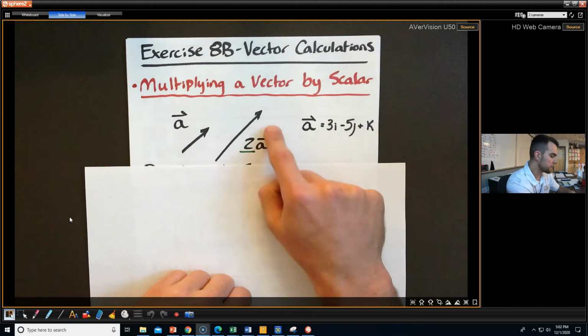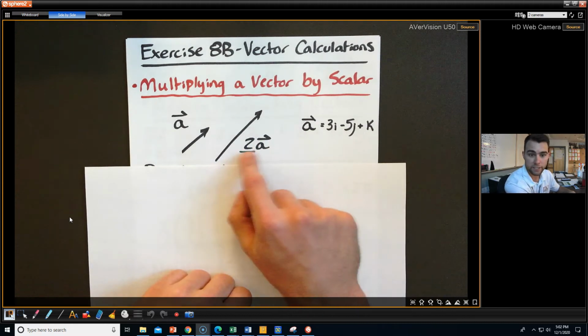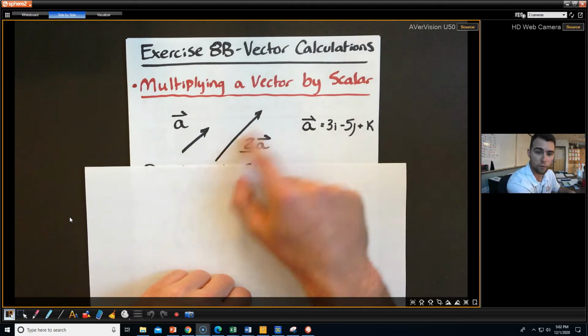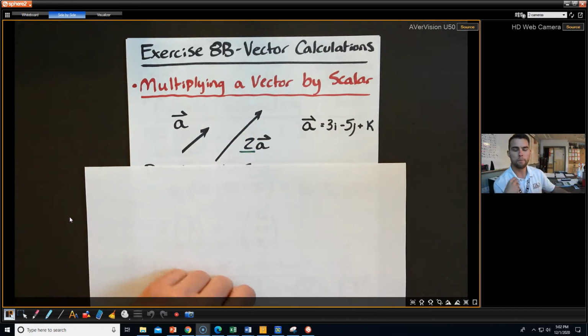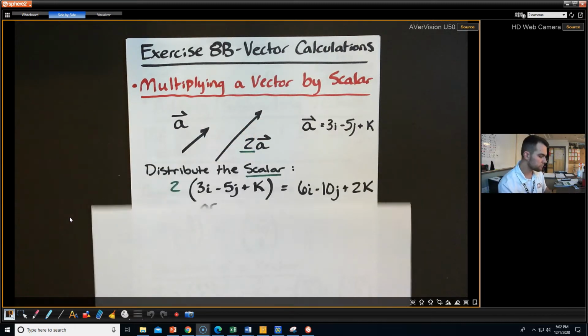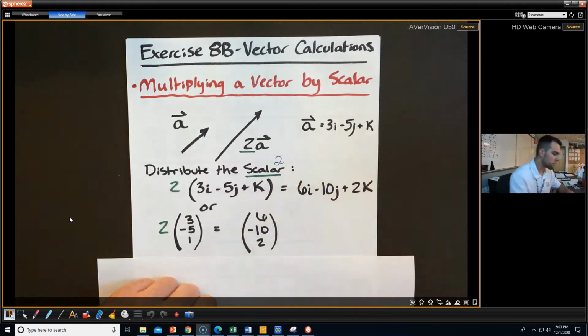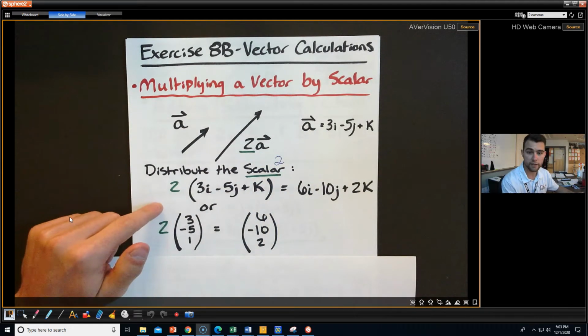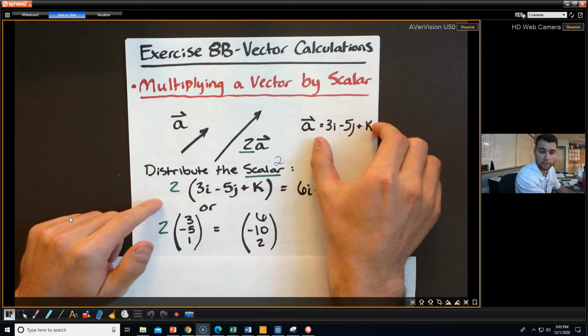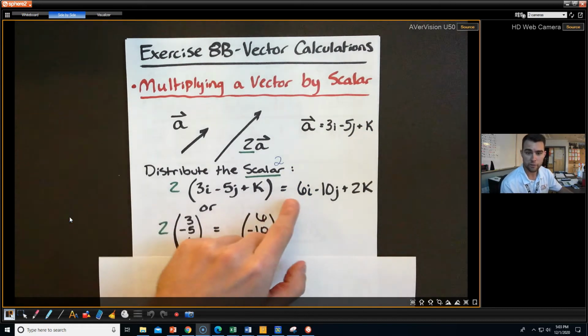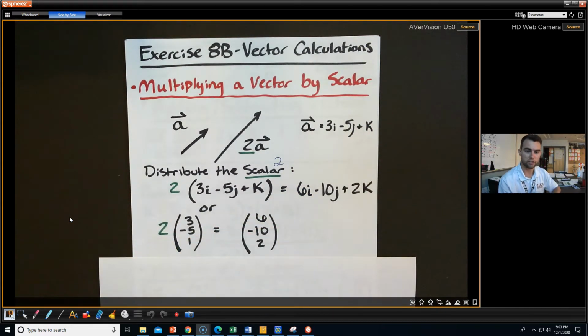And then this vector, it's going to be the A vector, but it's double the length, so double the magnitude of this guy. So mathematically, to see that, and I'm going to show it in two ways, we're taking the scalar, which is our 2 in this case, and we are going to distribute it to this vector in component form. So if you distribute it, you end up just getting 6i minus 10j plus 2k.